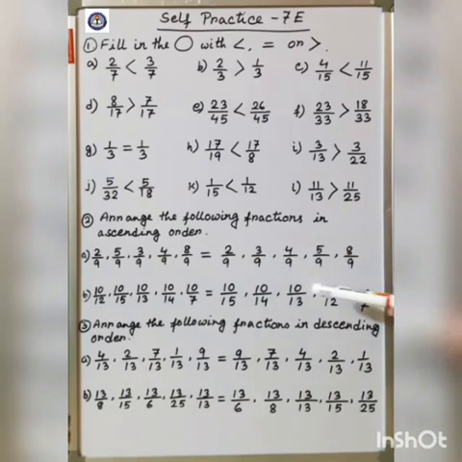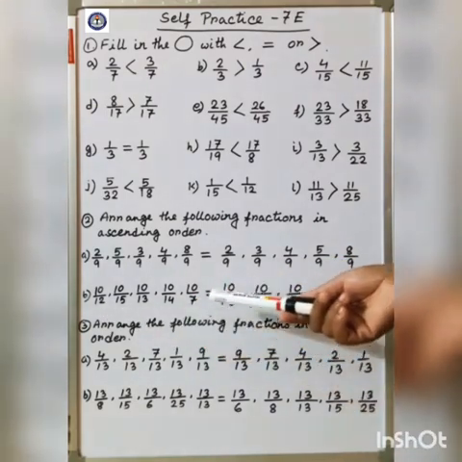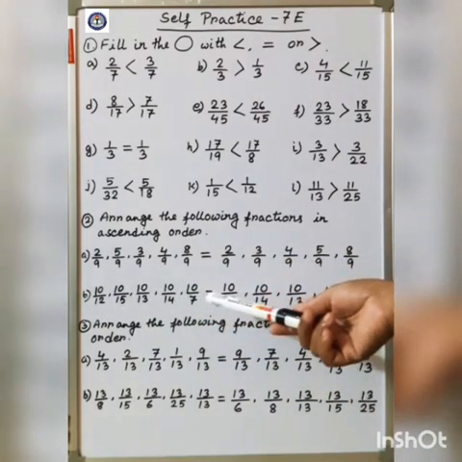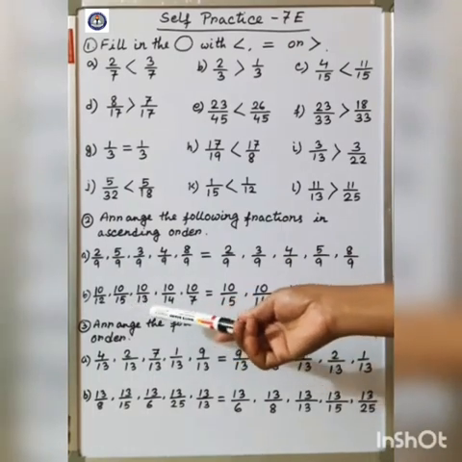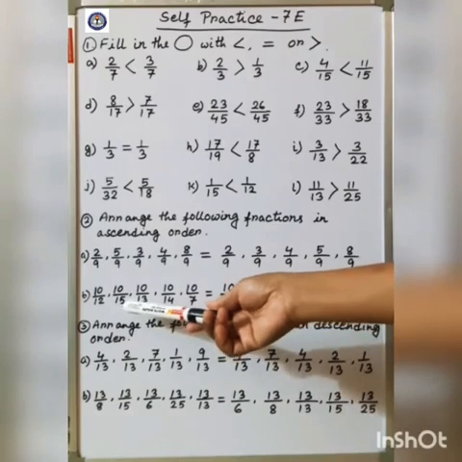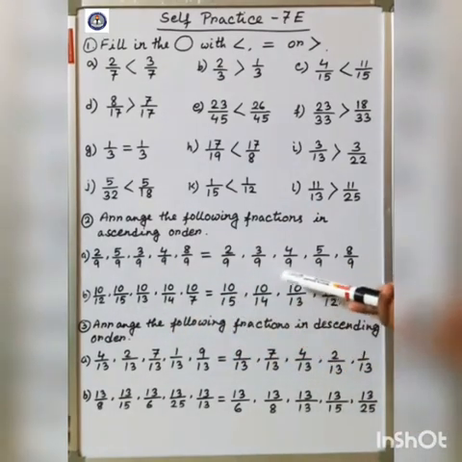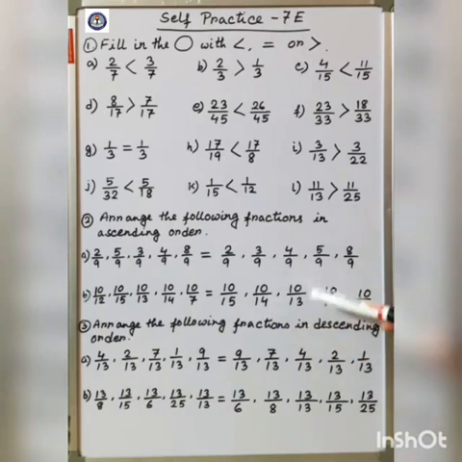and greatest is 8 by 9. Next, when denominators are different and numerators are the same, then the greater the denominator, the smaller the fraction. Therefore 10 by 15 is smallest. So first is 10 by 15, smallest, next is 10 by 14, next 10 by 13, next 10 by 12, and greatest is 10 by 7.